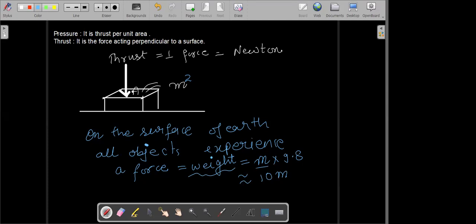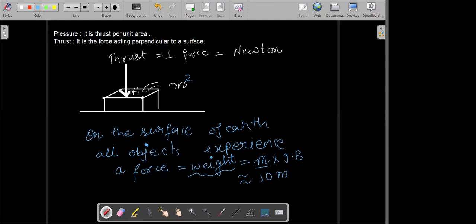Charantej, is there any difference between mass and weight? Sir, I think both are the same. We measure in mass, sir. Okay. See, just a little bit.